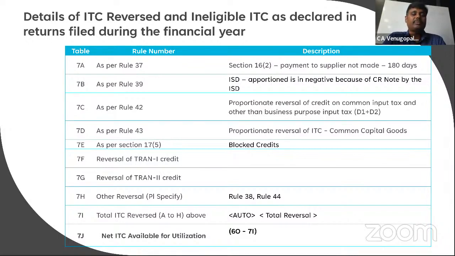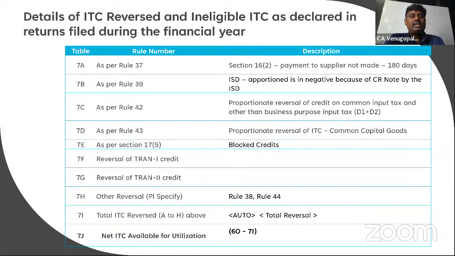you will be reporting here. If you have not reversed the credit, you will not be reporting here. GSTR 9 is not a placeholder to report what ought to have been availed or what ought to have been reversed. GSTR 9 cannot handle that. So you will be reporting only those credits that you have reversed.